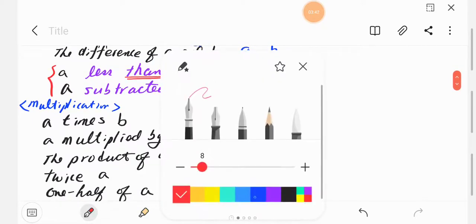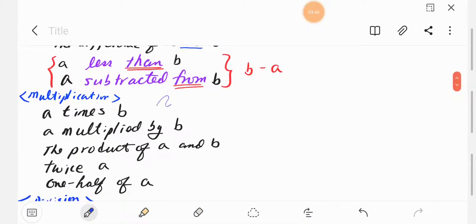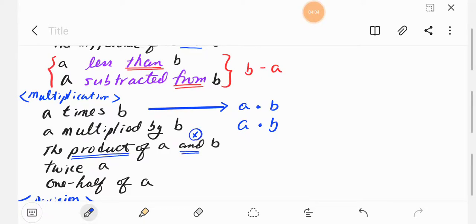Okay, multiplication. A times B. Because this means A times B, right? So A multiplied by B is the same as A times B. And the product of A and B. Then change this with what? Product. So it will be A times B. And what is twice A? Twice A means multiply A twice. So isn't it 2 times A? Same as 2 times A.